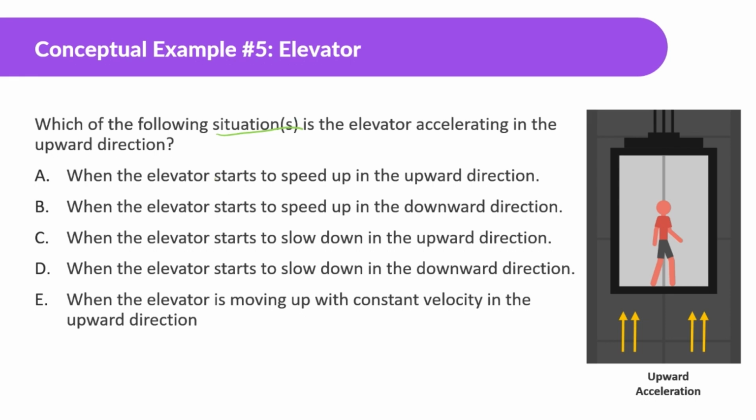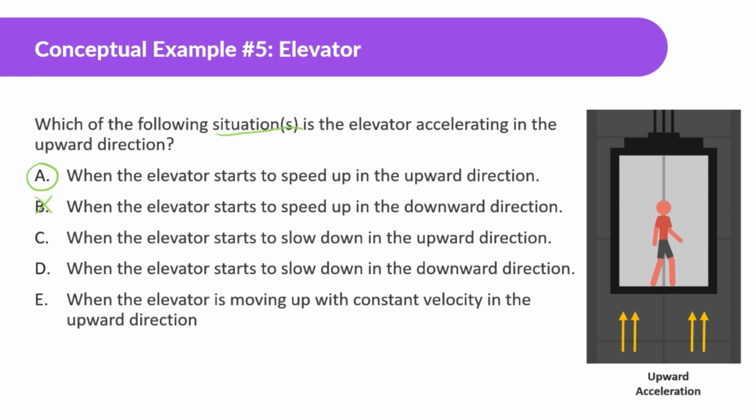So first one, when the elevator starts to speed up in the upward direction. For example, when it starts from rest and starts to go up fast, that is going to be accelerating upwards. Whoops, sorry, giving the answer away. So it should be A here. And most of you probably got that. B, when the elevator starts to speed up in the downward direction. No, when it starts to go downward, we should know it's going to be accelerating down. So it shouldn't be B.